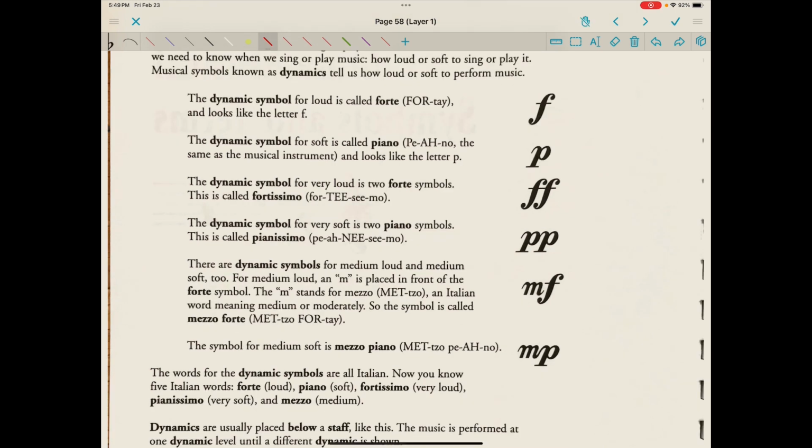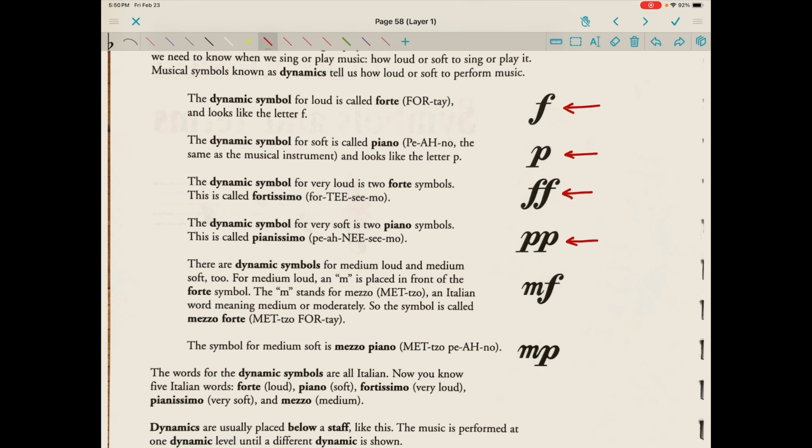The dynamic symbol for loud is called forte and looks like the letter F. The dynamic symbol for soft is called piano, the same as the musical instrument, and looks like the letter P. The dynamic symbol for very loud is two forte symbols. This is called fortissimo. The dynamic symbol for very soft is two piano symbols. This is called pianissimo.